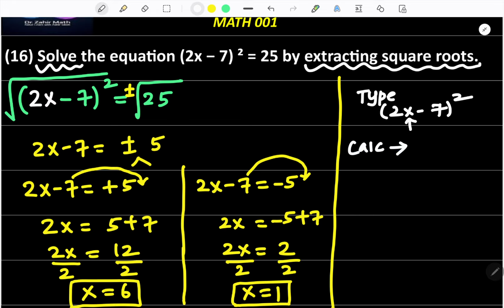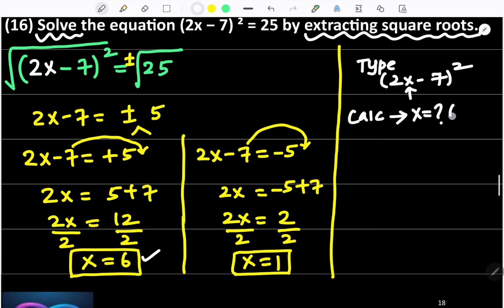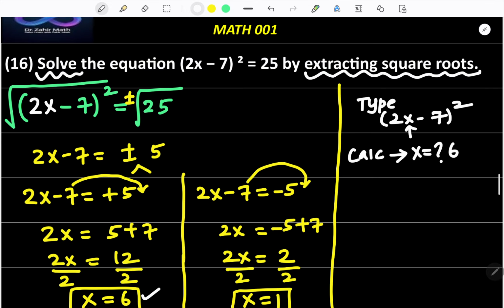When you press the calc button, which is on the top of the first row, the calculator will ask you "X?". You put x is equal to 6. When you put x is equal to 6, you should get the answer 25. Press equal, 25. If 25 comes, then this answer is correct.